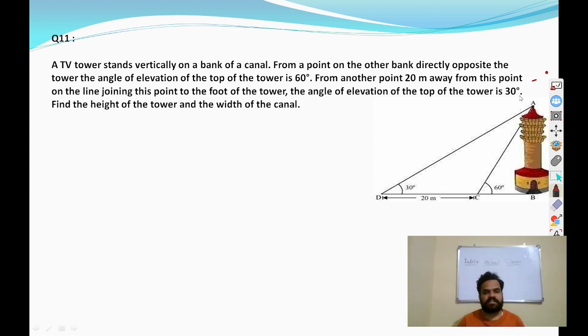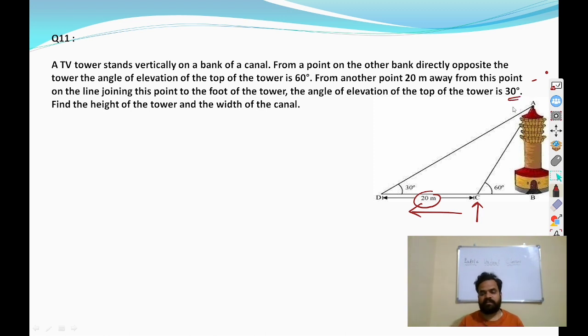A TV tower stands vertically on a bank of a canal. From a point on the other bank directly opposite to the tower, the angle of elevation to the top of the tower is 60 degrees. From another point 20 meters away from this point, please do observe the diagram they have given in the question. From this point, 20 meters away, there is another point. From this point again, the angle of elevation to the top of the tower is 30 degrees.